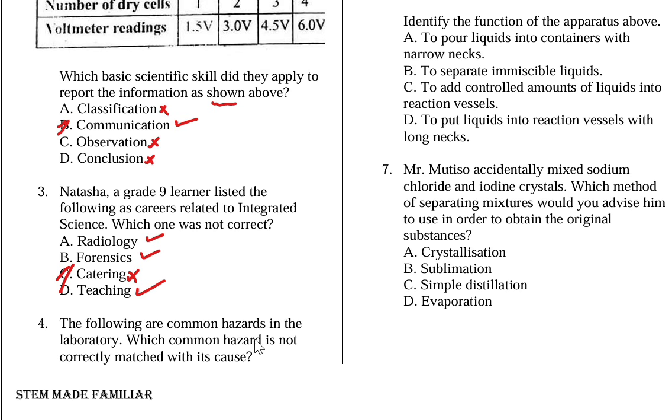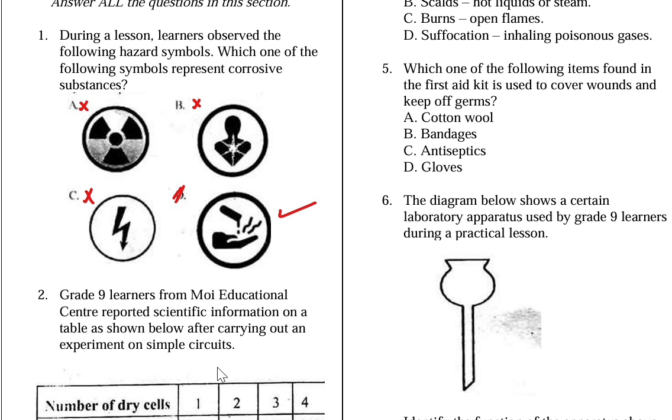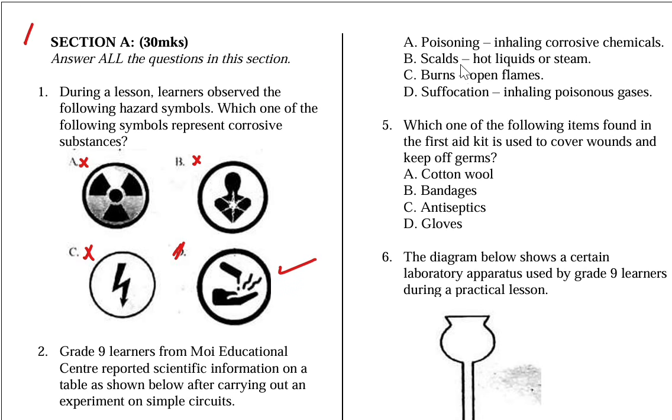We continue to question number 4. The following are common hazards in the laboratory. Which common hazard is not correctly matched with its cause? So here we have the hazards and the causes. We have A, poisoning, inhaling corrosive substances, chemicals. B, we have scalds, hot liquids or steam. C, we have burns, open flames. D, we have suffocation, inhaling poisonous gases.